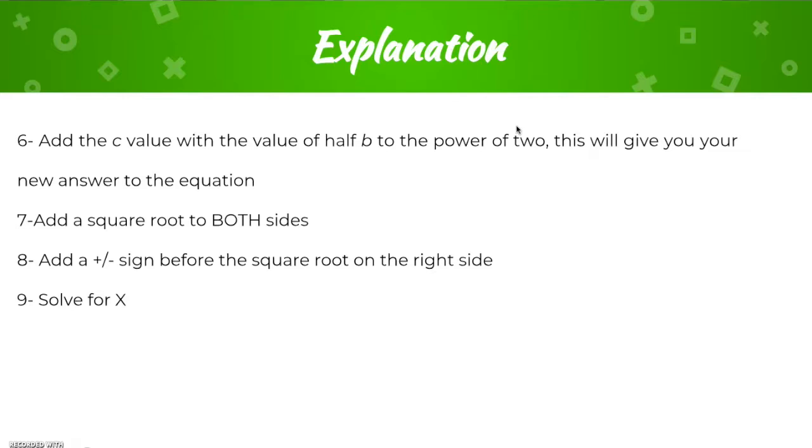Then you need to add a square root to both of the sides, this being the left and the right side, but the only difference is that you need to add a plus and negative sign, a positive and a negative sign to the right side of the equation. After that, once that is done, you just need to solve for the variable.